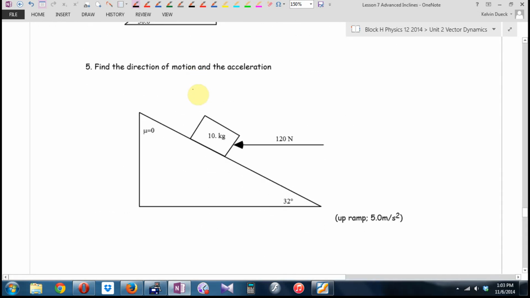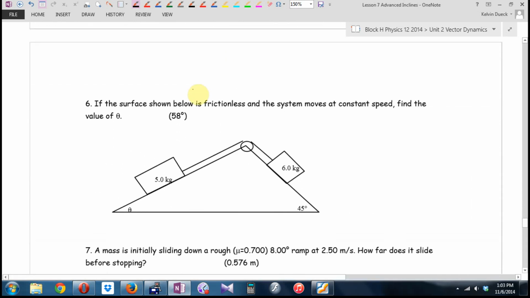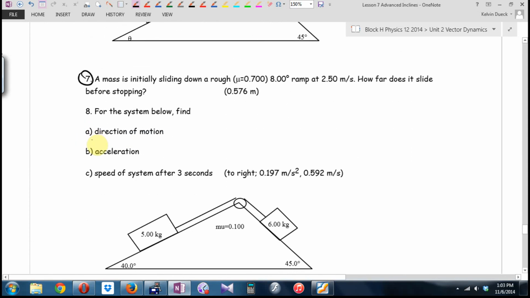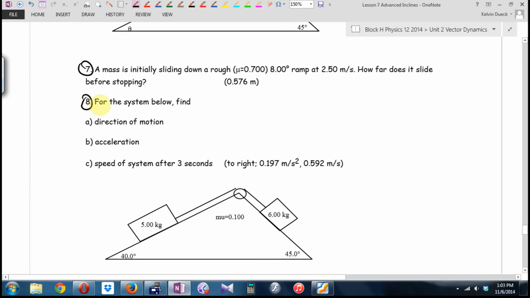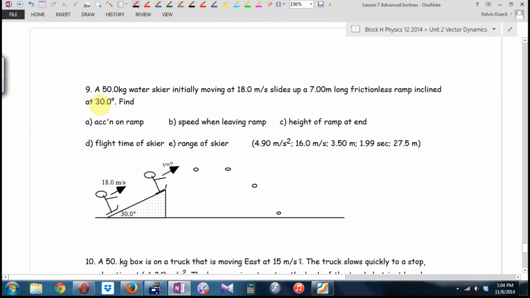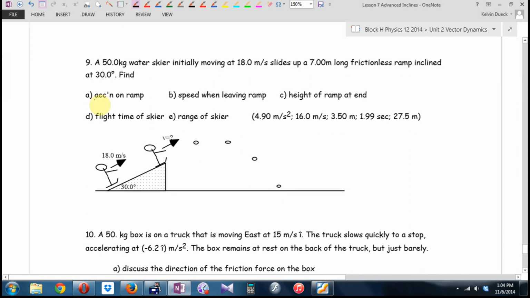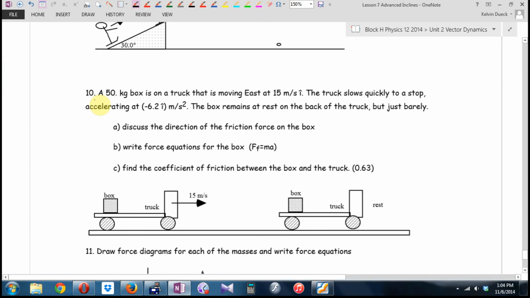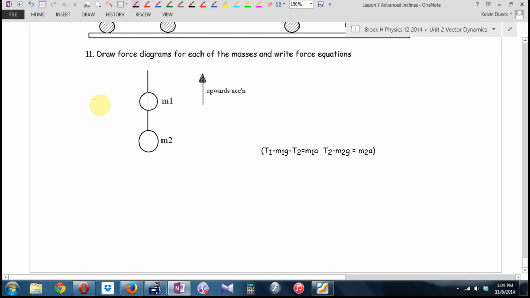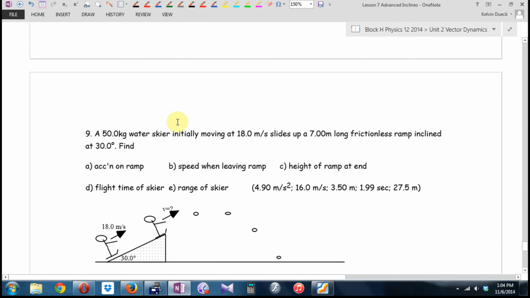5, yeah. Ooh, find the value of theta. Nah. 7, 8. Water skier's cool, but no. Combine that with what I gave you from lesson 6 and this. There's your homework. Okay, folks?